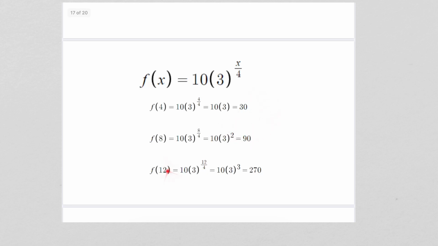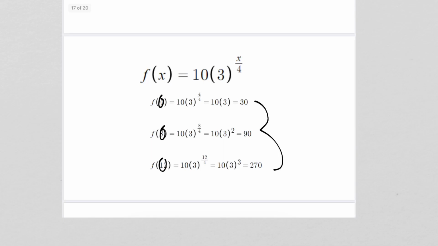If we plug in 12, we're really going to be doing 12 divided by 4 up here. So we do 10 times 3 to the 12 over 4, which is 10 times 3 raised to the 3, which is 270. So we've tripled from 10 to 30 to 90 to 270. And how often is this happening? Well, it's happening at 4, 8, 12. It's every 4 years, or every 4 units of time, we should say.